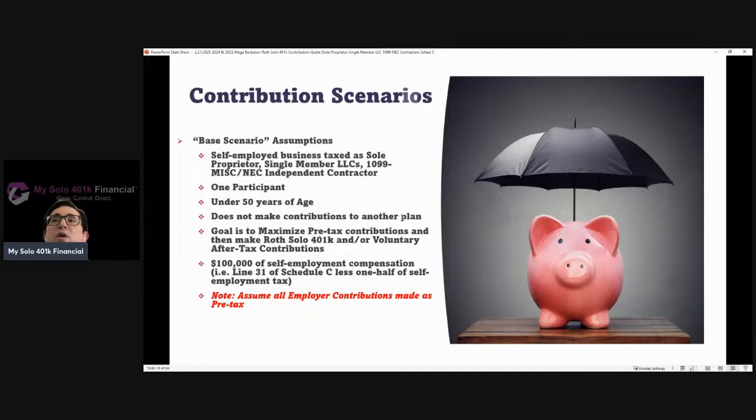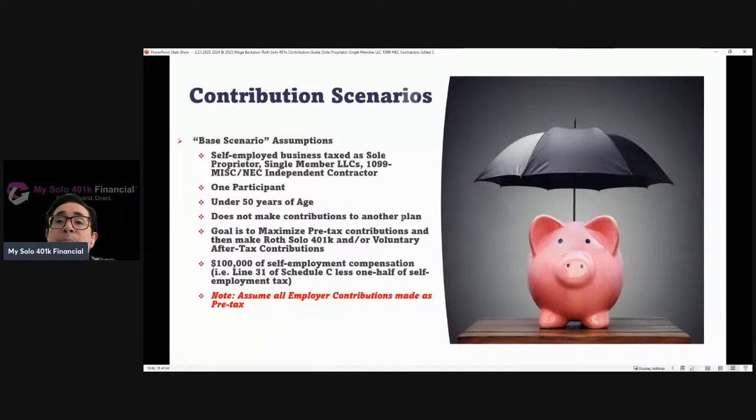So our basic scenario is a self-employed business taxed as a sole proprietorship, single member LLC, or it could be a 1099 independent contractor who reports their income on Schedule C. Here we're presuming that it's one person who's under 50 years of age, and does not make contributions to another plan like a day job plan.